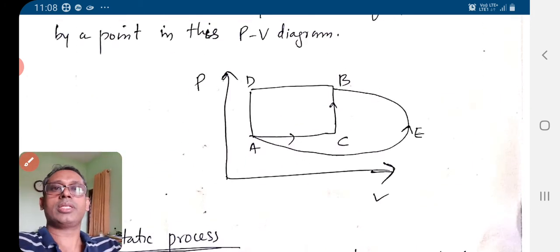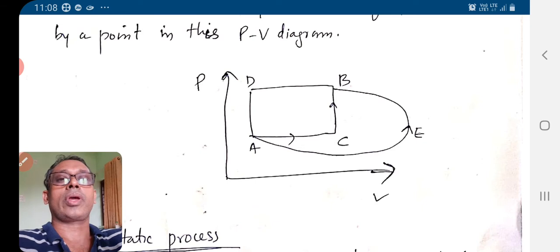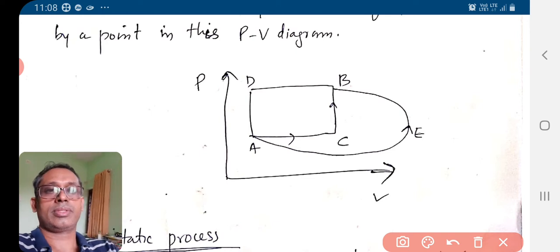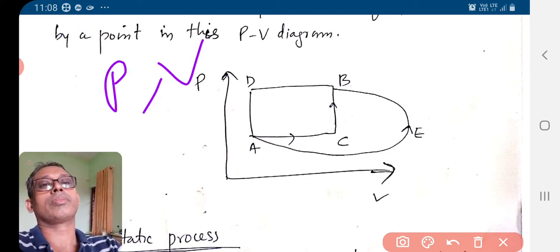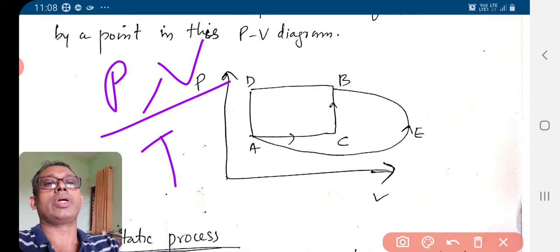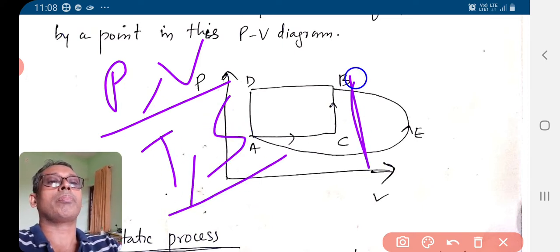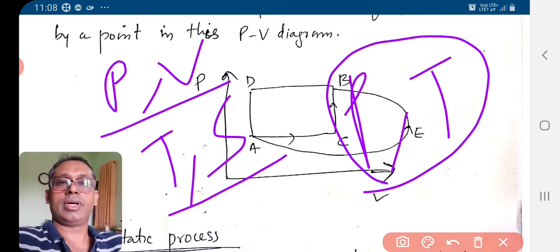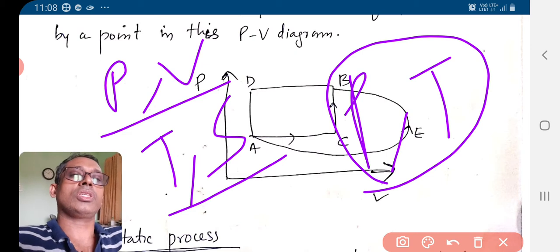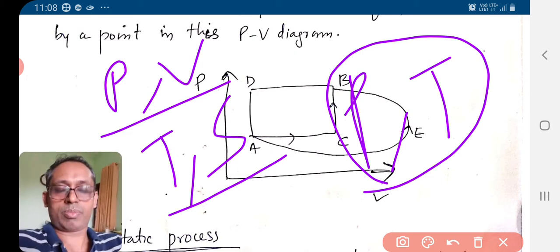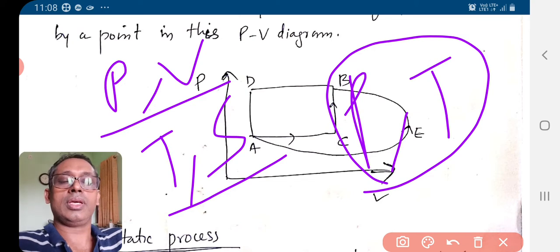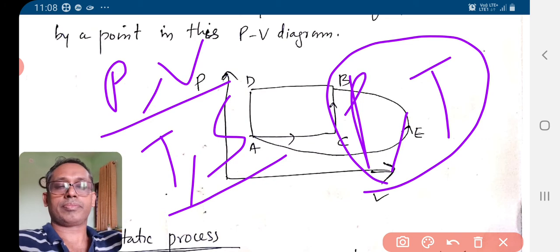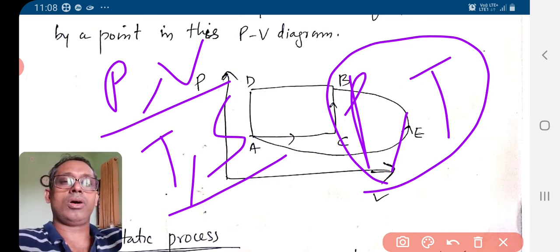You can have a temperature-entropy diagram. An indicator diagram is actually a graph between any two variables. It can be pressure and volume, or it can be temperature and entropy, or it can be pressure against temperature. So if you draw the change in state of a system using any two of the thermodynamic variables, you have the indicator diagram. Any point in the diagram specifies the state of the system.